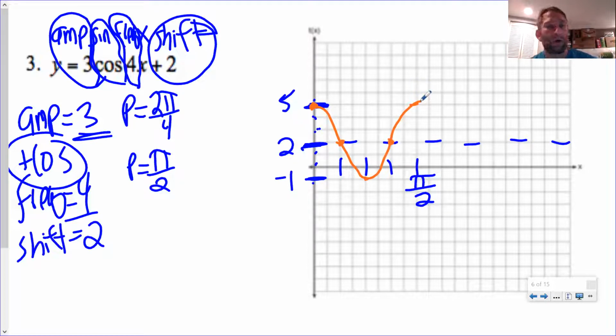Let's just do one more. I want to do one more where the frequency is a fraction, just so you see that 7th grade multiply by the reciprocal again. And then beyond that, it's just about practice.